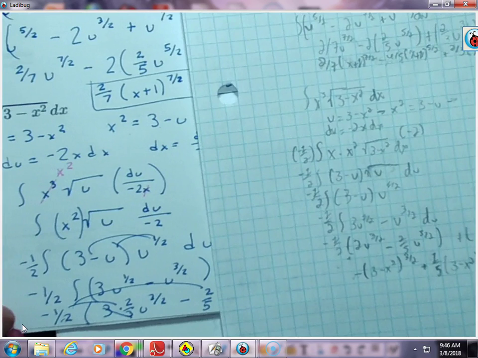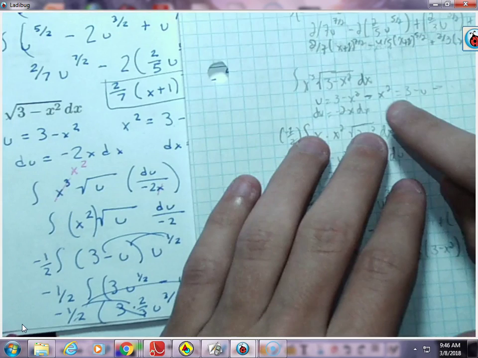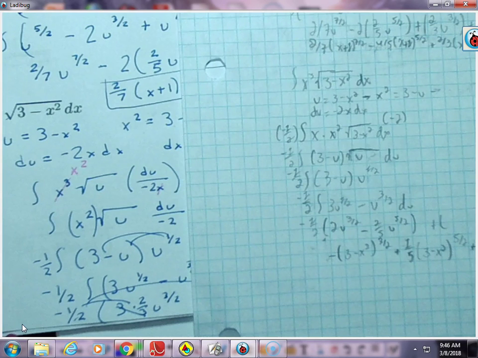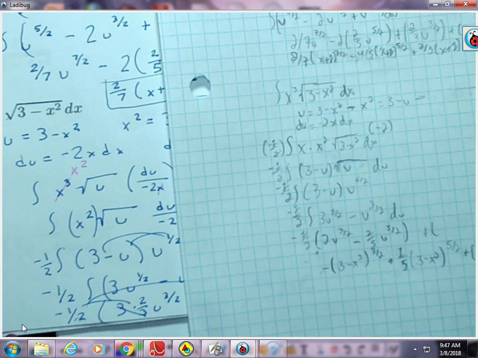So, pretty much, I said the same u, and then I just didn't do the final step. I just said x squared is equal to 3 minus u. So you did the x and the x squared. Yeah, so I separated them, because I knew that du is equal to -2x dx, and so I multiplied both sides by -2.